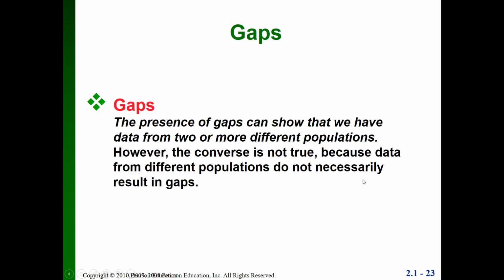Gaps in the data can show that we have 2 or more different populations. Gaps in the data here: the men's data does not go above 96, and yet we have the women with a couple above that level, 104 and 124. So there are gaps in that data. That could tell us we have 2 or more populations. However, you can't say that, because you will have gaps in the data if you have 2 or more populations.